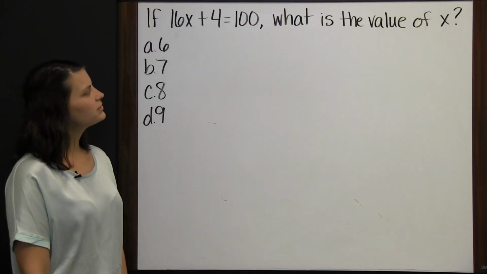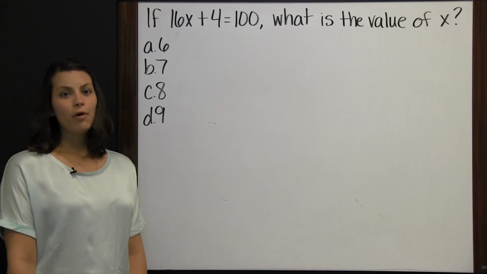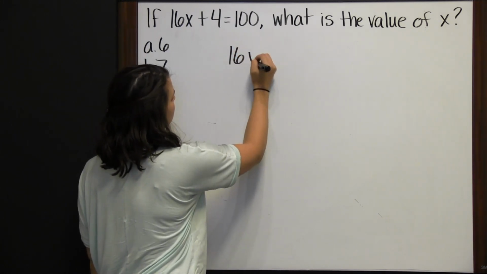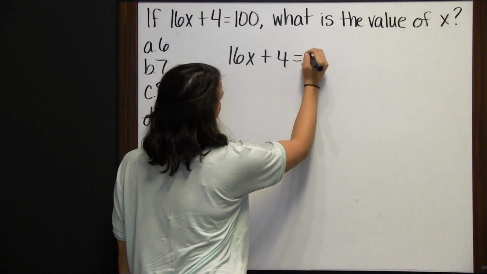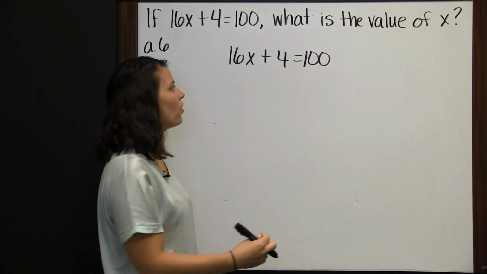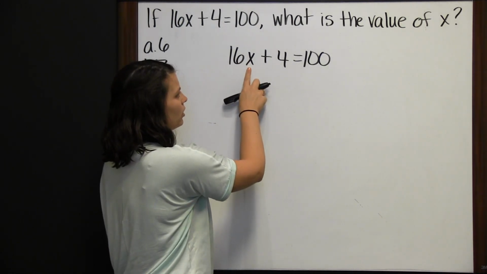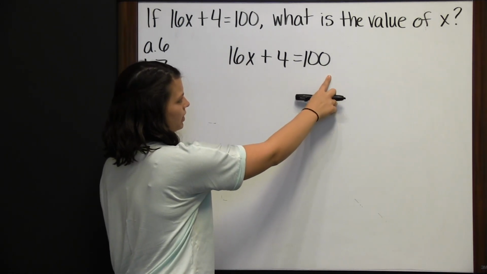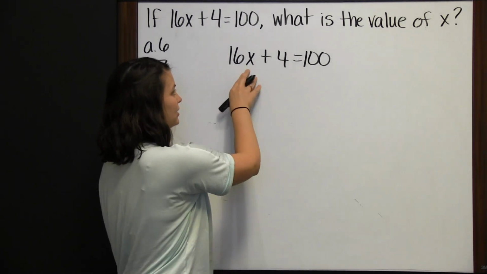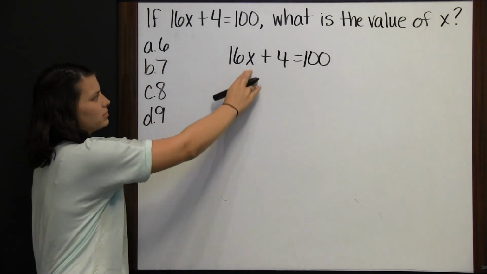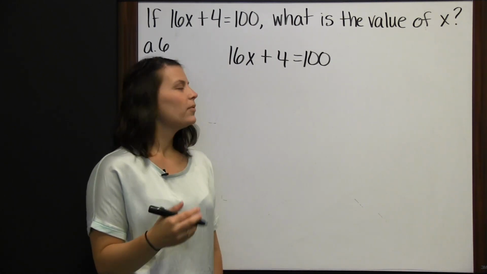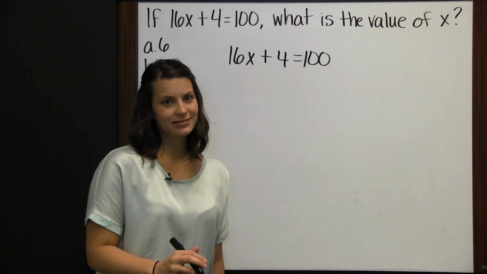If 16x plus 4 equals 100, what is the value of x? I'm going to start by writing this problem again. So our goal is to find out what x is. That means our goal is to find out what number would make this equation true. And we could guess a bunch of numbers until we found the right answer, or we could take these 4 answers and plug them in until we found the number that would make this equation true. But we have an algebraic way to do it.